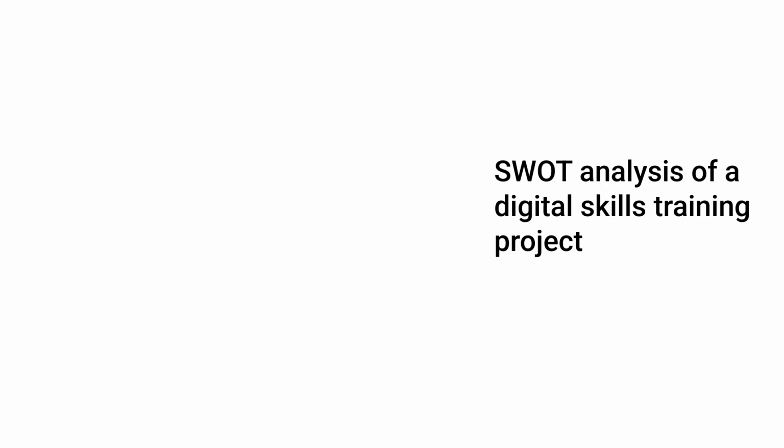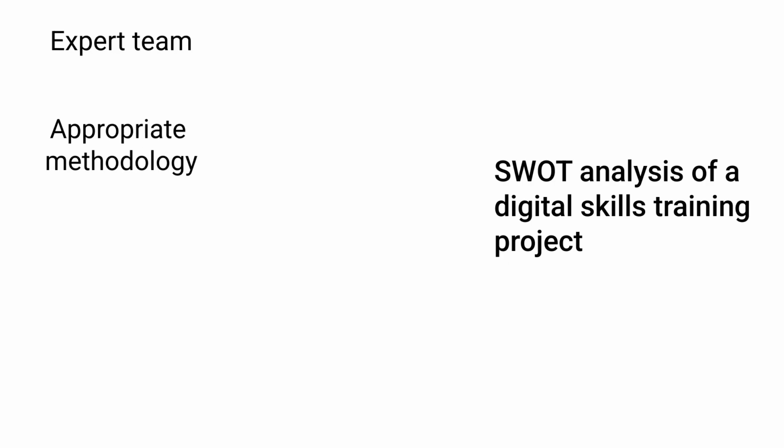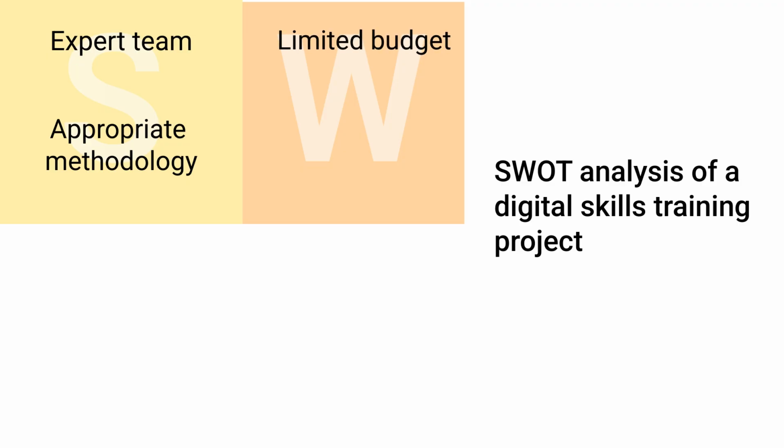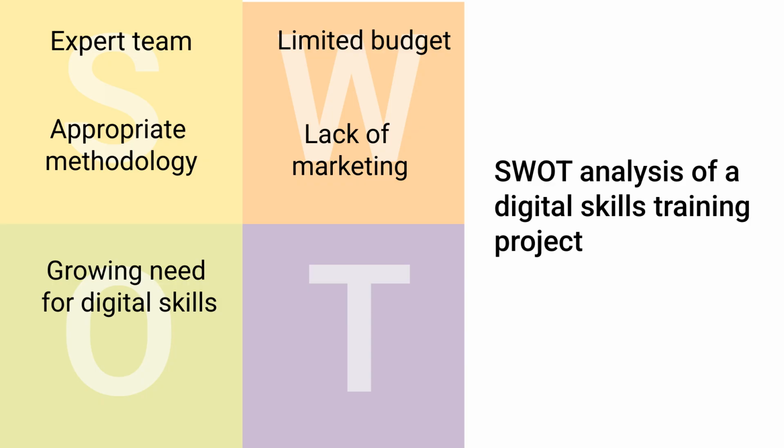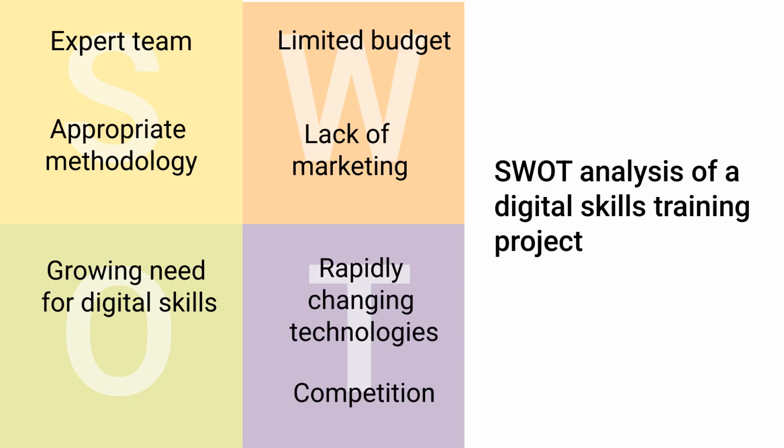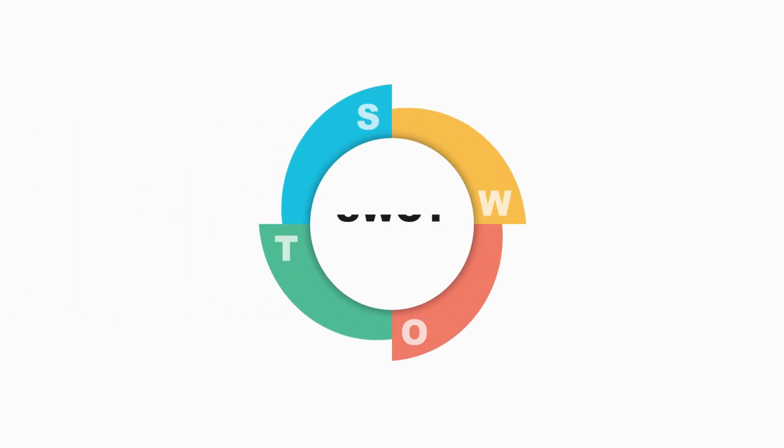How can we apply SWOT analysis in practice? Let's look at an example, a project for training young people in digital skills. Your organization may have an expert team and a suitable training methodology. These are the project's strengths. The weaknesses may include limited financial resources and a lack of marketing. External opportunities could be the growing demand for digital skills, while the threats include rapidly changing technologies and competition. Such an analysis helps us plan the project better and focus our efforts in the right way.